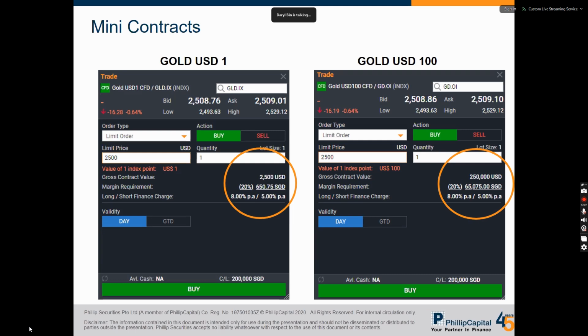So assuming we want to go long at 2.5K, we can see that the contract value between the two is different. One is 2.5K and the 100 is 250K. So if we were to do some math, we divide the gold USD100 by 100, and we will actually get the gold USD1. The good thing about USD1 is that it requires lesser margin for traders who wish to gain exposure but have lesser capital. So this is why they use the smaller contracts, the mini contracts. So again, this is mini contracts.